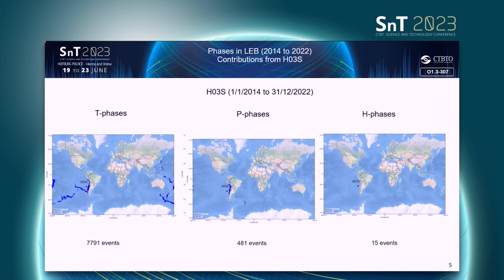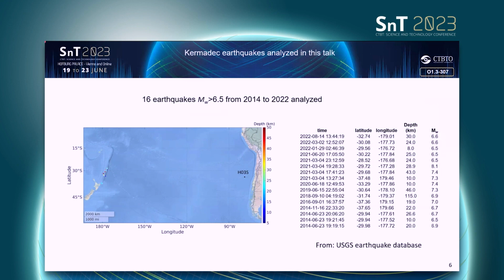We have here also some numbers for these contributions. In this presentation, we analyzed 16 strong earthquakes that occurred between 2014 and 2022 with moment magnitude higher than 6.5. In these dots, you have the location of the earthquakes, and there you have the list of the earthquakes. This is based on the USGS earthquake database.